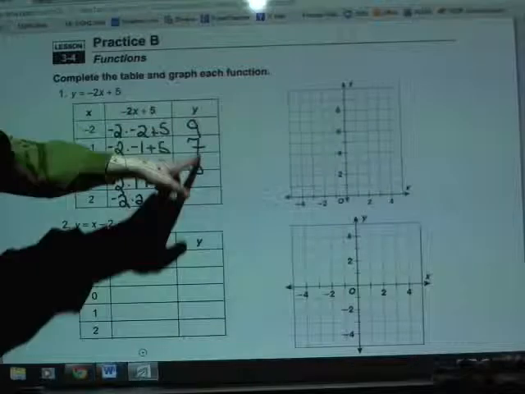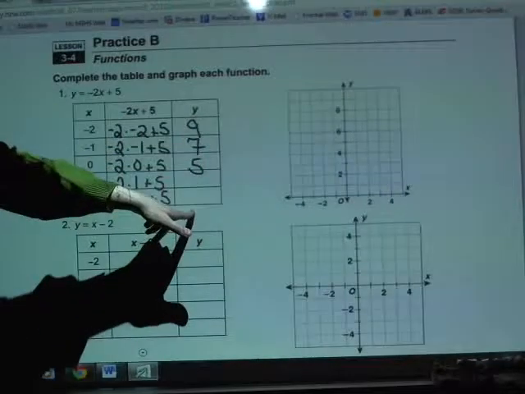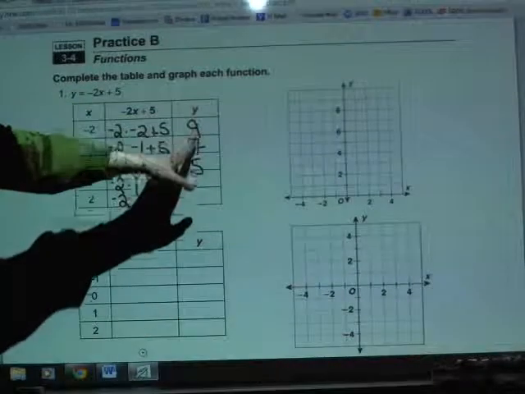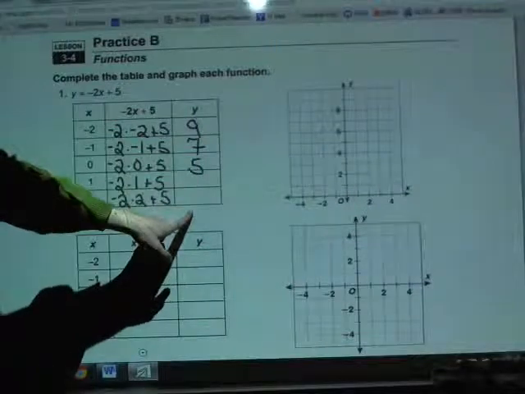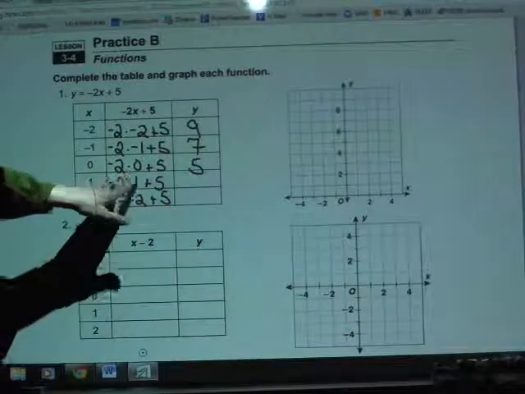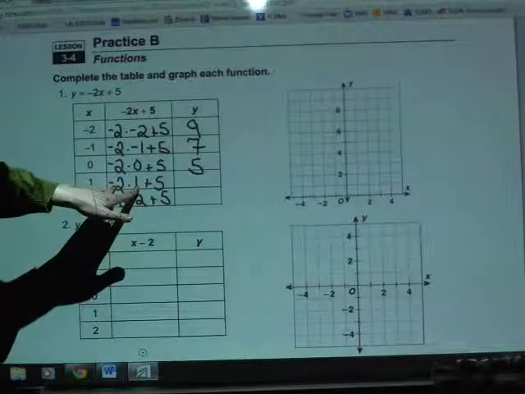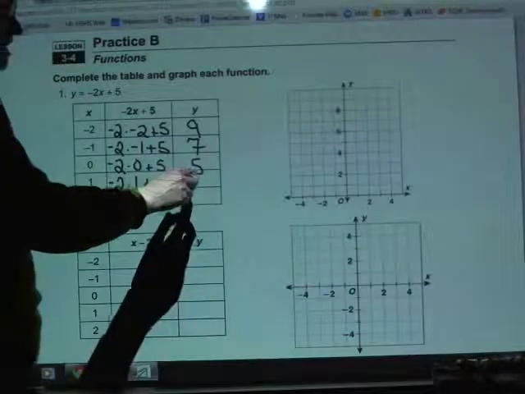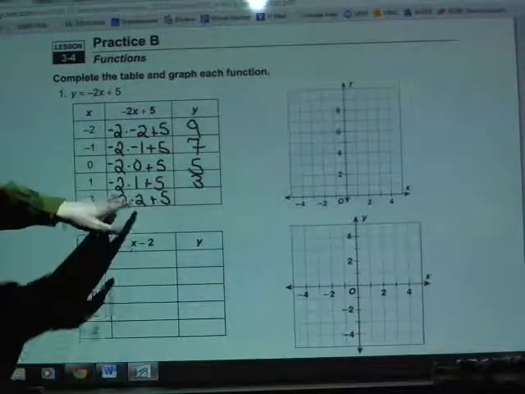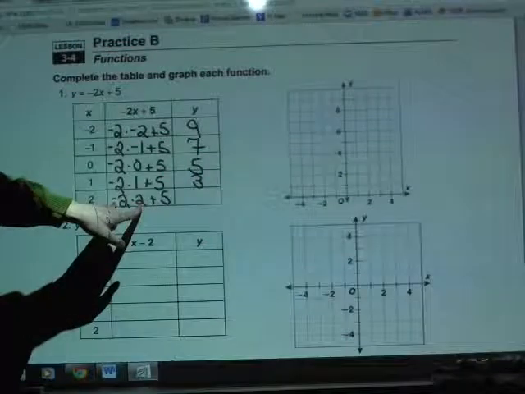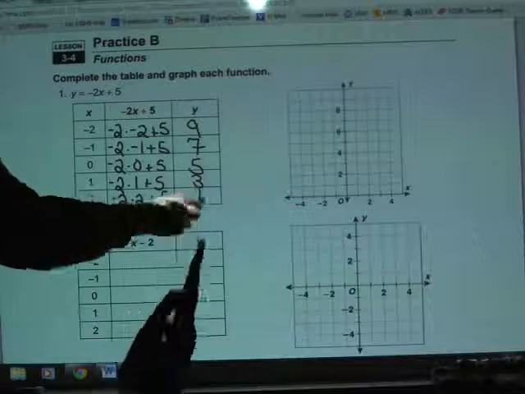Now, take a look at the y column before we keep going here. Do you see a pattern? Do you see that as we're going down, it's just subtracting 2 each time? Let's see if that continues. The next one, negative 2 times 1 is negative 2 plus 5 is 3. Yep, the pattern seems to be holding. Last one, negative 2 times 2 is negative 4, plus 5 is 1.